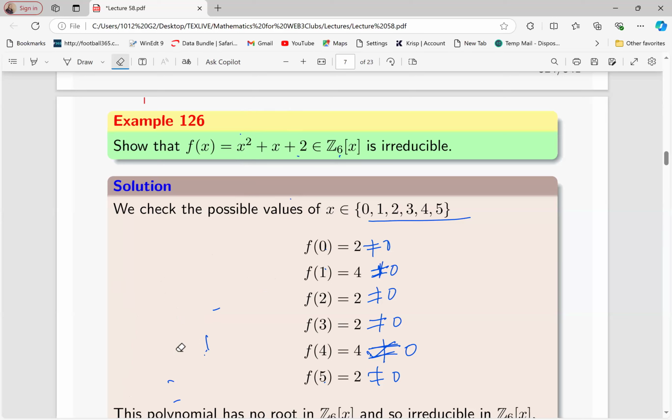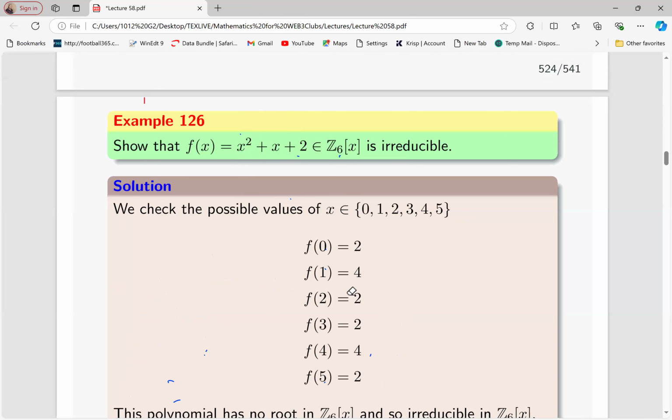But that does not mean that we cannot reduce it in another field. We can reduce it in another field. But at this point, we are considering Z6. So under Z6, it cannot be factorized.